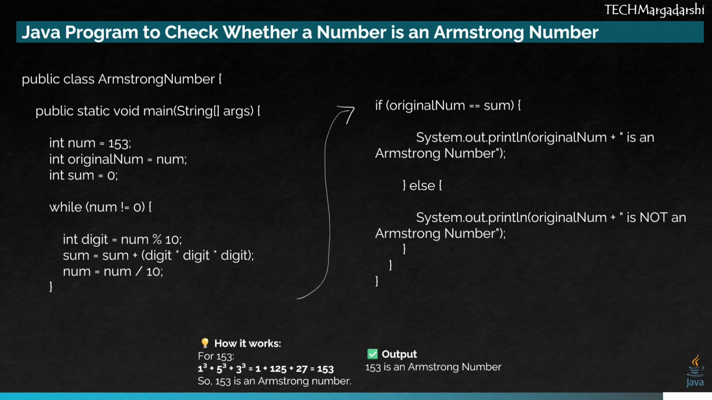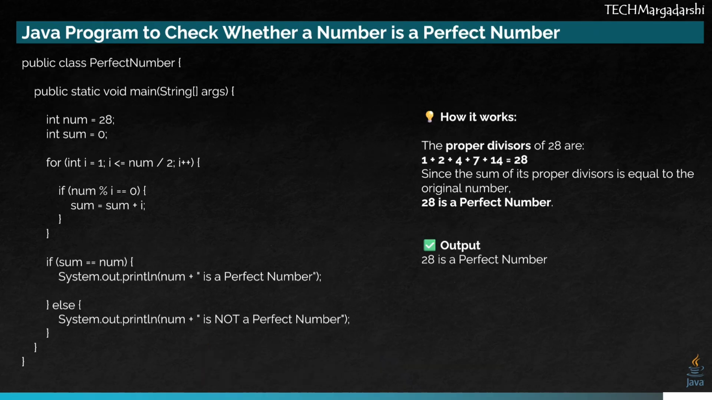For every digit, we calculate its cube and add it to the sum. We then remove the last digit using integer division by 10. Finally, we compare the calculated sum with the original number. If both are equal, the number is an Armstrong number. In this example, the output will be 153 is an Armstrong number. This program is a very common Java coding interview question and is useful for understanding loops, digit extraction, and mathematical logic. Now let's understand the last one of the part 3 series.